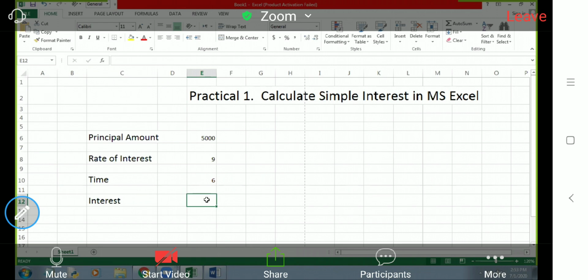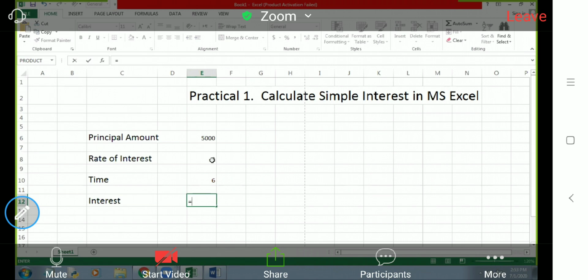To write a formula, we have to write the equal symbol first of all. After that, the cell reference of this cell. What is the cell reference? For example, this is the E column and the row number is 6. Column E and row number 6. So the reference of this cell will be E6.